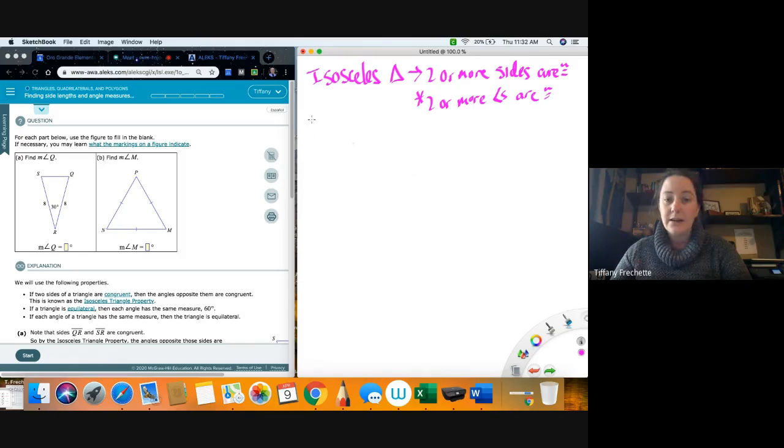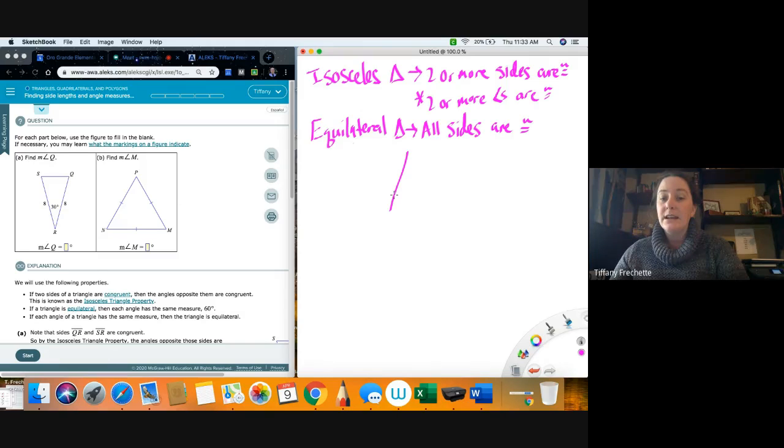Okay, equilateral. So we also have equilateral triangle. If we break it down into its root words, equa means equal. Lateral is talking about the sides. So this means that all sides, because we can say something is equilateral that's not a triangle. We're talking about triangles specifically here, but the word equilateral just means equal sides. So all sides are congruent. That's the basic definition of equilateral.